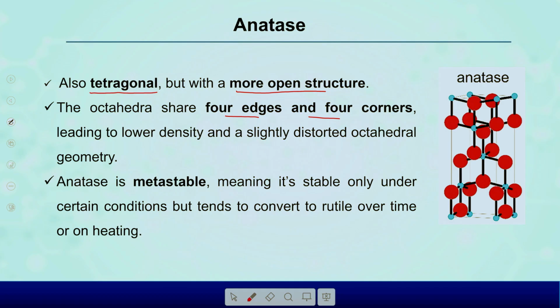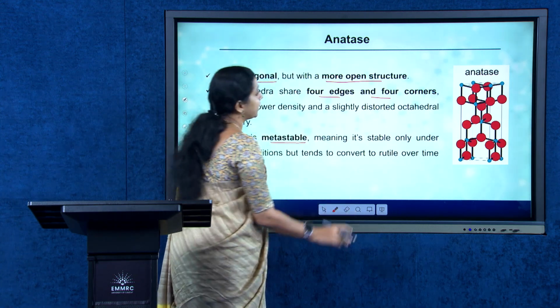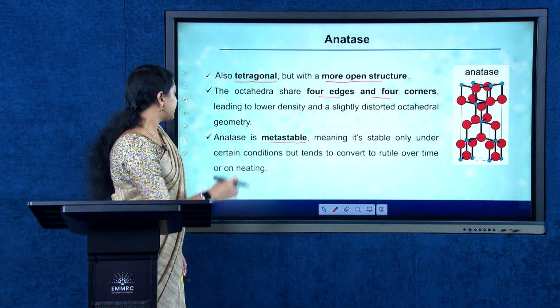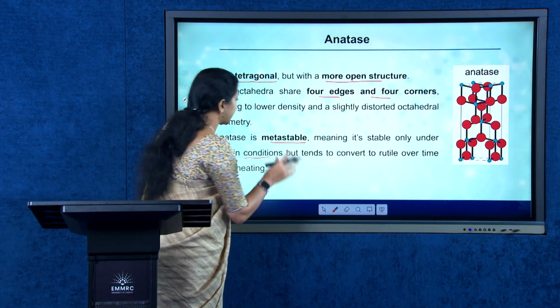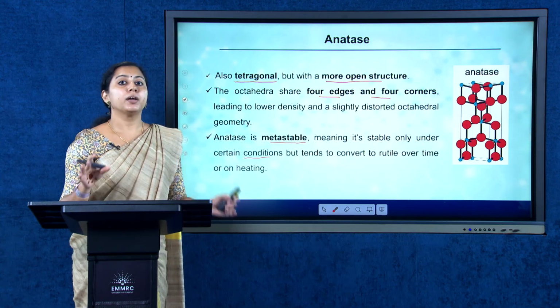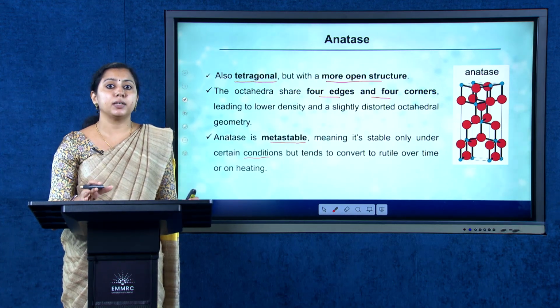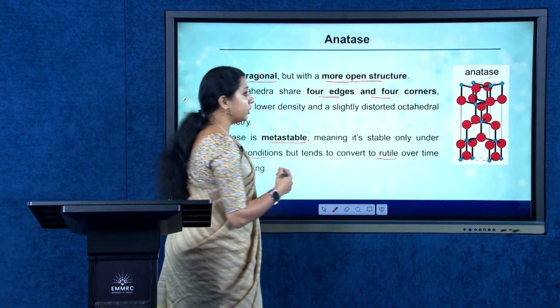So, that leads to lower density and a slightly distorted octahedral geometry. And because of this more open structure and lower density, anatase is metastable. That is, its stability is less compared to that of the rutile phase, and it is stable only under certain conditions of temperature and pressure. But it always has a tendency to convert to the rutile phase over time or on heating.